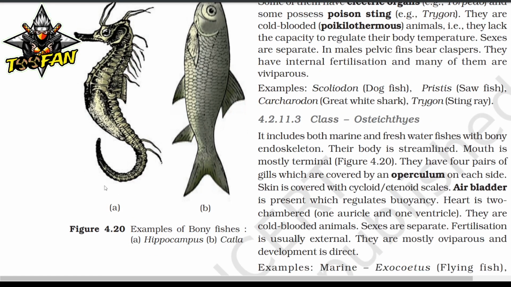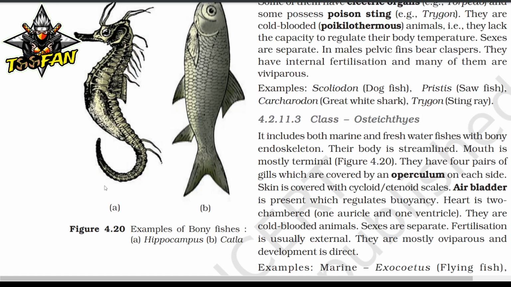Class Osteichthyes. It includes both marine and freshwater fish with bony endoskeleton. Their body is streamlined. Mouth is mostly terminal. They have 4 pairs of gills which are covered by an operculum on each side. Skin is covered with cycloid and ctenoid scales. Air bladder is present which regulates buoyancy.